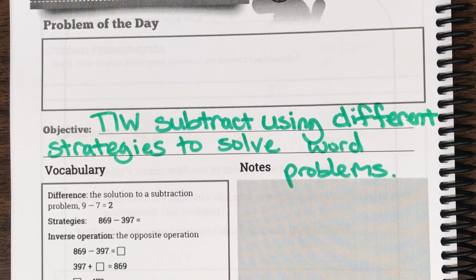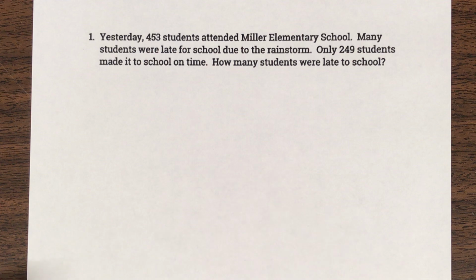Okay, so I'm going to grab my red pen and get started on my two problems, if you want to watch me for a moment. Here is my first problem. Yesterday, 453 students attended Miller Elementary School. Many students were late for school due to the rainstorm. Only 249 students made it to school on time. How many students were late to school?